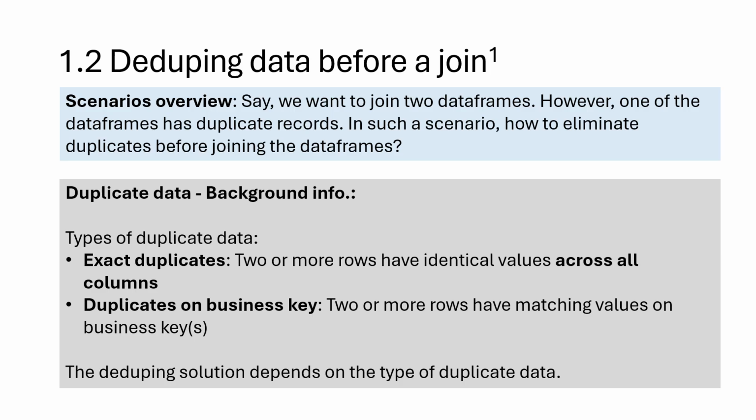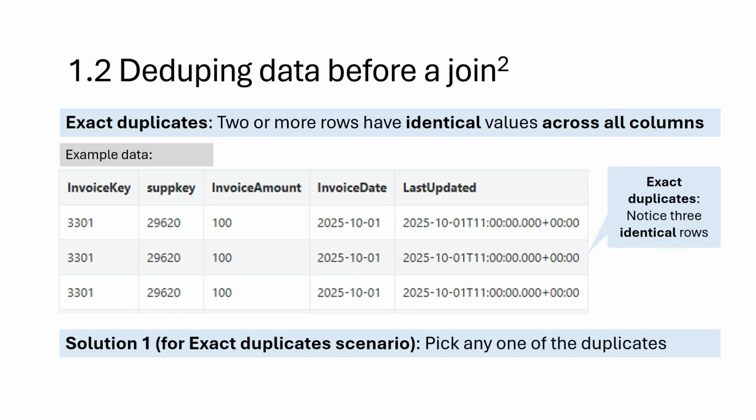Broadly, there are two types of duplicate data: exact duplicates and duplicates on business key. I have put together a couple of slides to help us understand what each of these duplicate data types are. So let us have a look at them first.